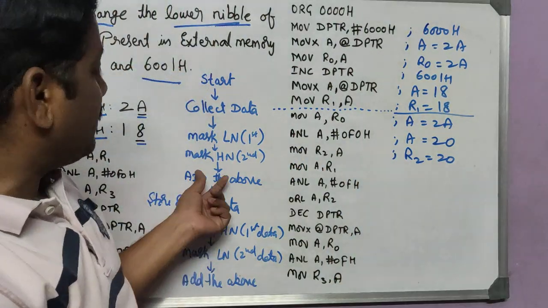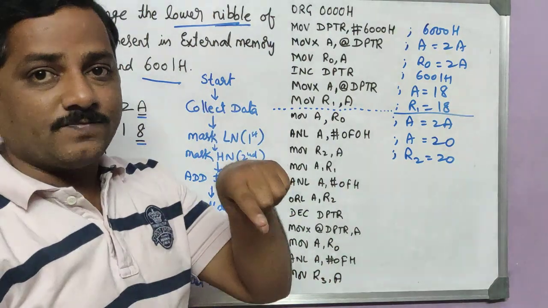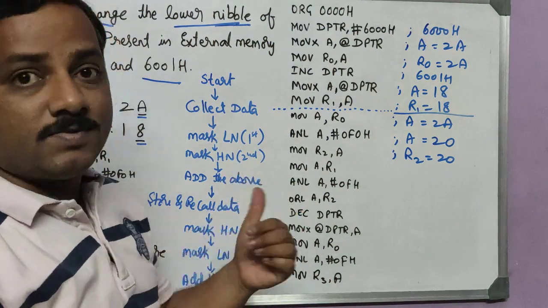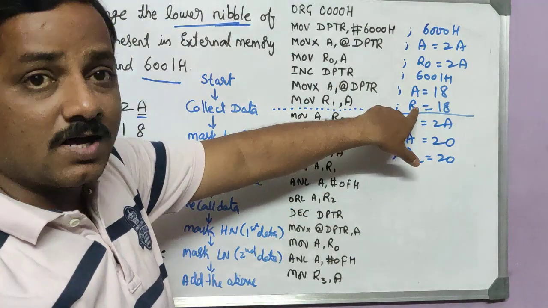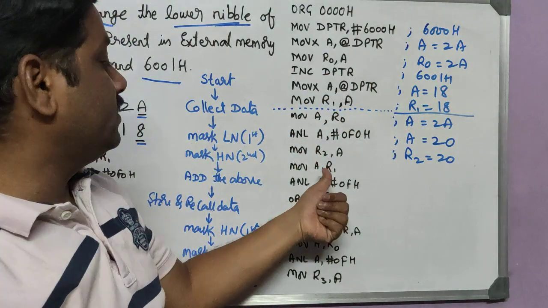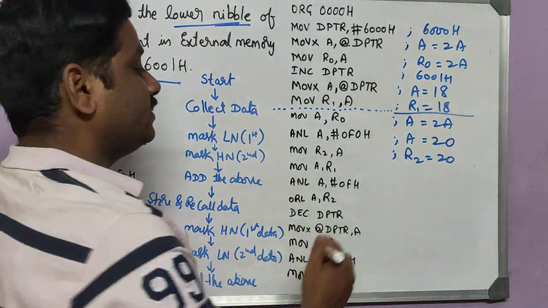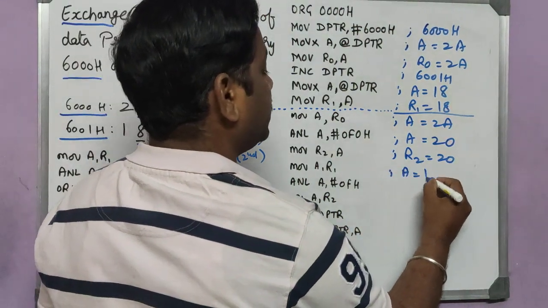Okay, now mask the higher nibble of second data. So where is that second data? Second data is 18. That is stored in R1. So let me recall this into A. So MOV A, R1. That's why I wrote that line. So accumulator will get 18.